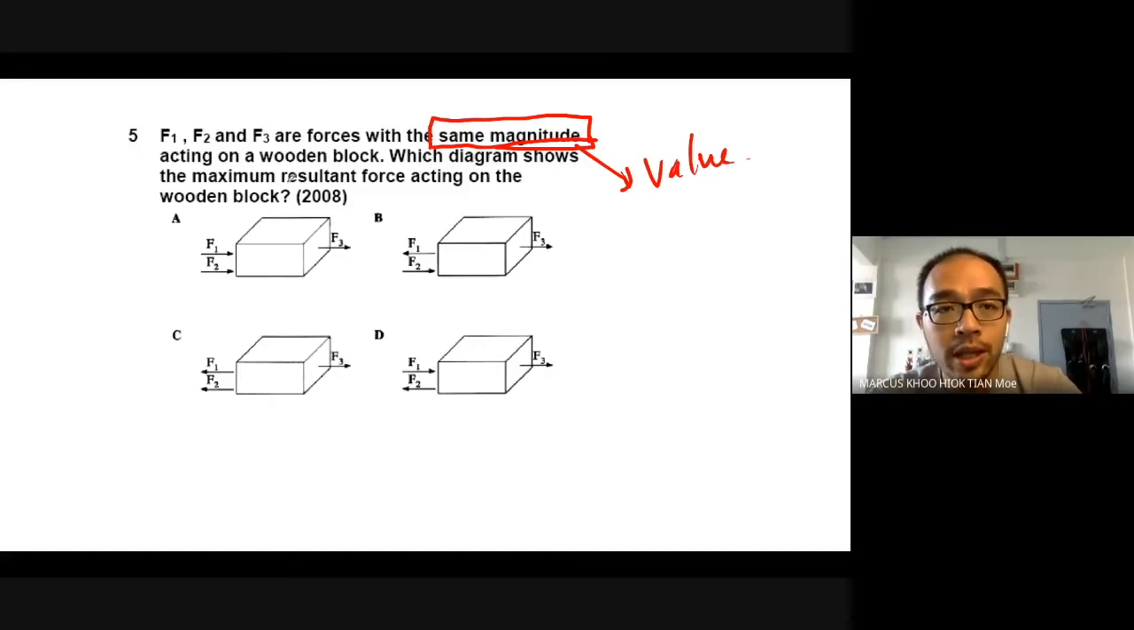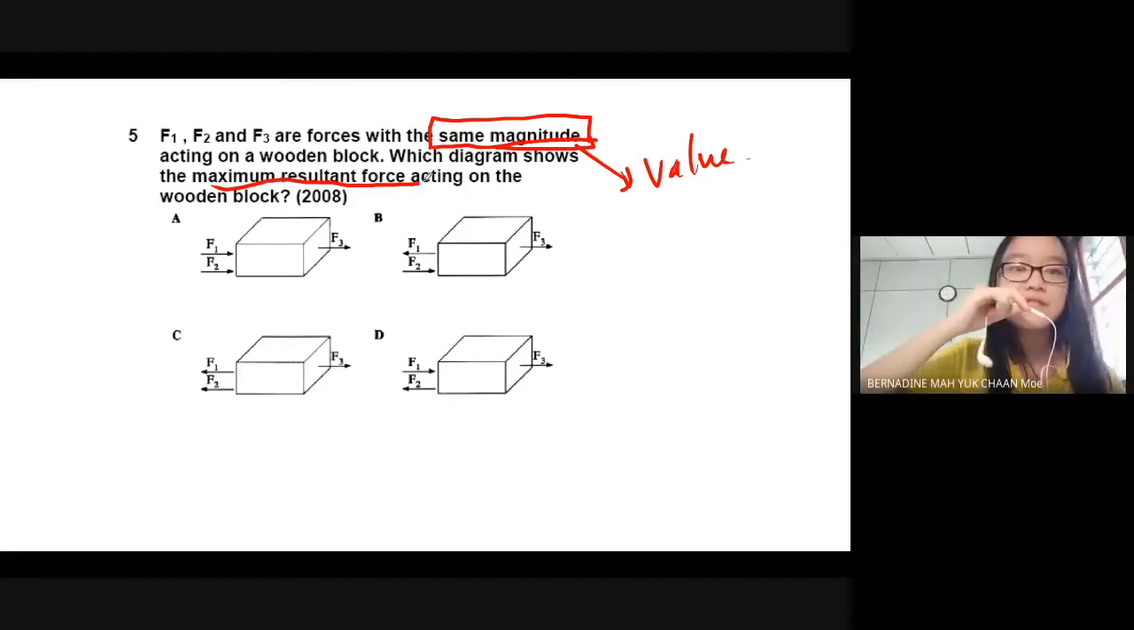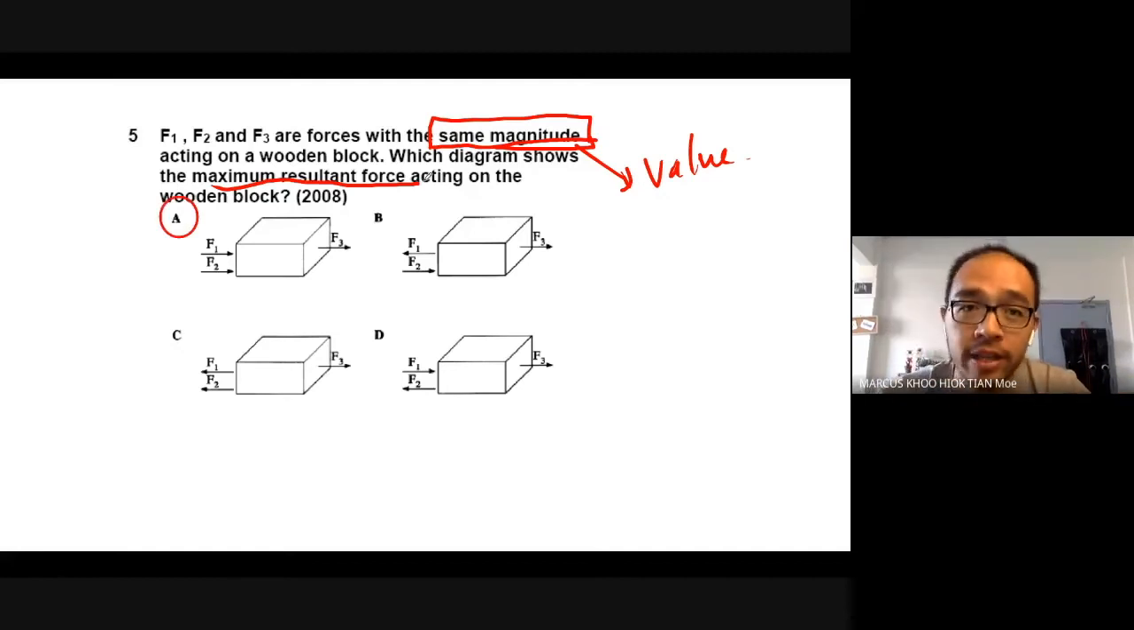So my question is, which diagram shows the maximum resultant force acting on the wooden block? Take a look at this question and try and see. I want the maximum resultant force. Why A? Because they're all pointing in the same direction. Very good. They're all pointing in the same direction, so obviously that is the maximum resultant force. The biggest force is when they're all pointing in the same direction. The moment you have something opposing you, you are going to get a smaller resultant force. Very good.